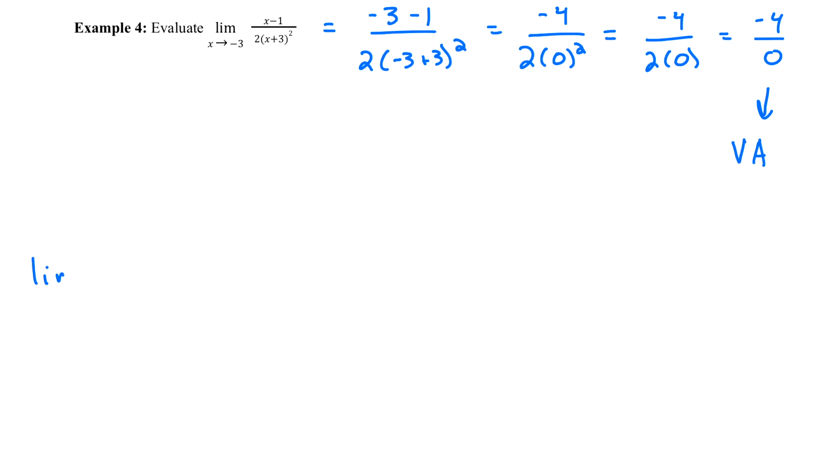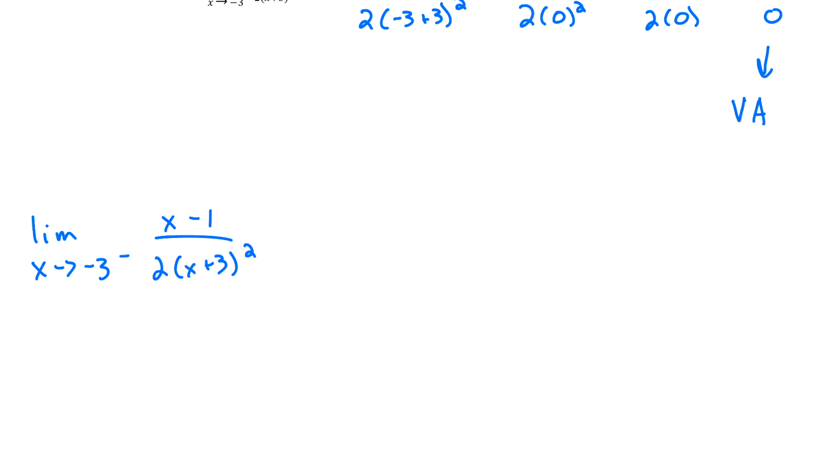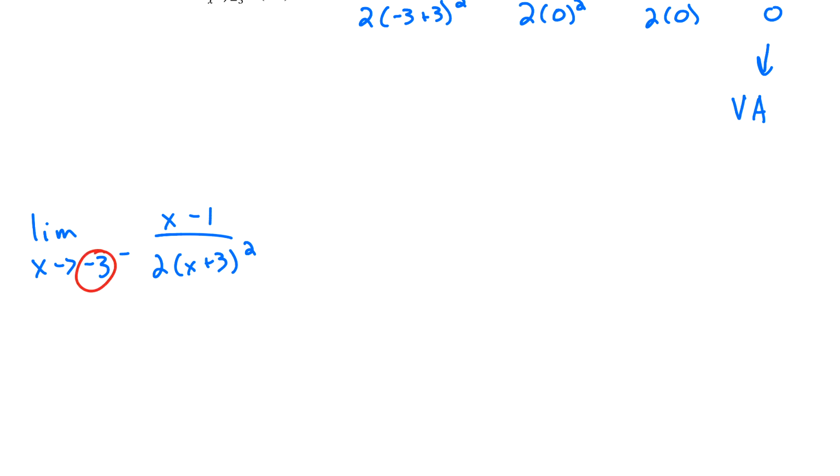Let's look at the limit as x approaches -3 from the left of our function (x minus 1) over 2 times (x plus 3) squared. And again, I'm going to use the same trick that I did when I was looking at vertical asymptotes before. I'm going to take a number that's close to -3 on the left-hand side. So how about x equals -3.1? We'll plug that in and see whether we get a positive number or a negative number, because I know that this limit has to be either positive infinity or negative infinity.